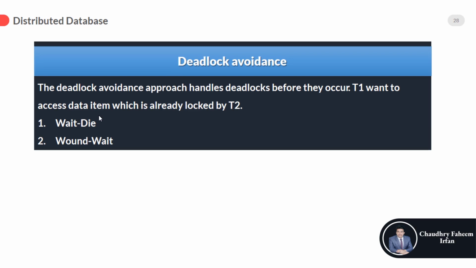So in wait-die, if T1 is older than T2, T1 is allowed to wait. Otherwise, if T1 is younger than T2, T1 is aborted and later restarted. In the second case, if T1 is older than T2, T2 is aborted and later restarted. Otherwise, if T1 is younger than T2, T1 is allowed to wait.